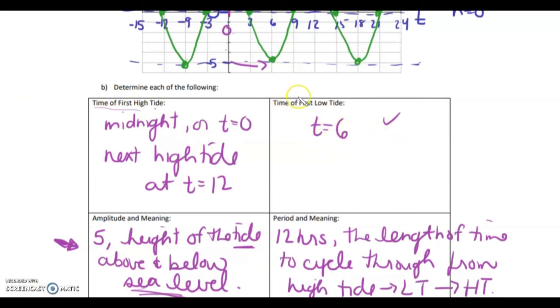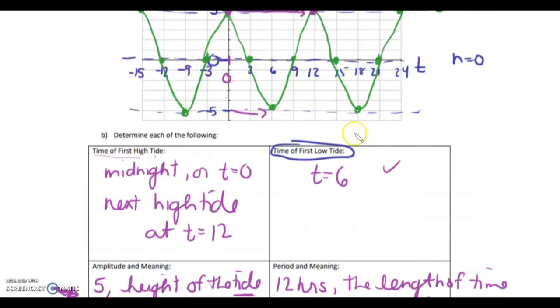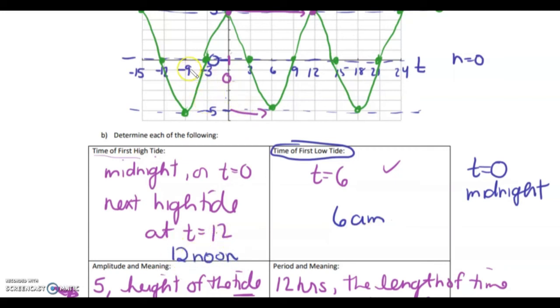So just to expand on the time of the first low tide, if we're referencing t equals 6, we're kind of talking about hours after midnight, right? So like time equals 0 would usually start at midnight if we're talking about the daytime. So this would be like 6 a.m. Okay, 12 would be 12 noon. And I think I made a mistake on those numbers.